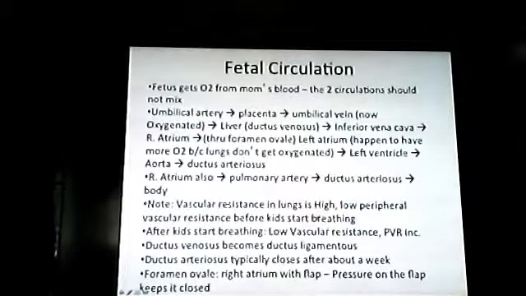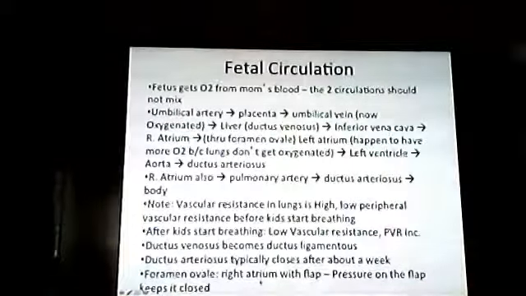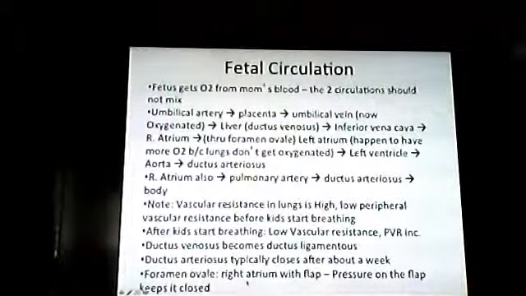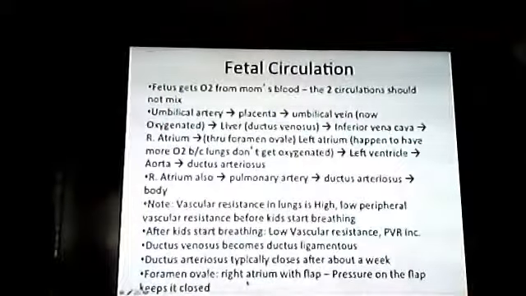So it's low vascular resistance in the lungs, high peripheral vascular resistance for kids, and then the ductus venosus is then called the ligamentum venosum, and the ductus arteriosus is supposed to close after about a week, and the foramen ovale is like that little flap that will close itself, and the pressure from the two atria will make sure it stays closed normally.